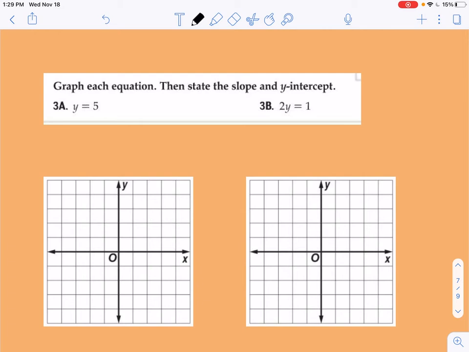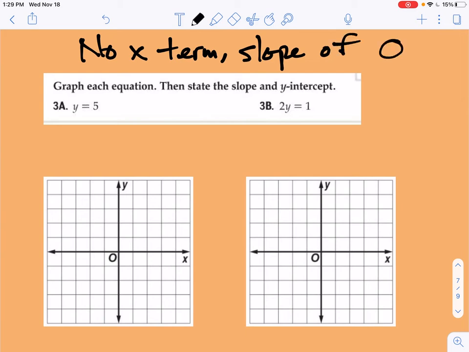We have y equals 5 and we have 2y equals 1. Now, hopefully you notice that this doesn't have an x term. All right, so what that means is, if there is no x term, then that means you have a slope of 0. And a slope of 0 is going to give you a flat line, because if you think about it, a slope of 0 means it has no slope, and if it has no slope, it has to be a flat line going from left to right. It has to be a horizontal line.